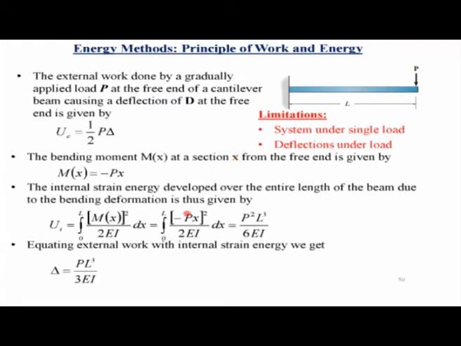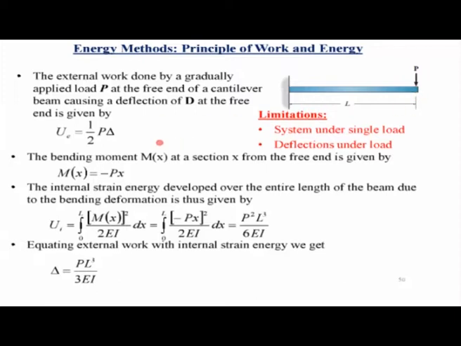Now we'll see how we can use this principle of conservation of energy to calculate the deformation of a cantilever beam. We have a cantilever beam which is subjected to a load P at the free end. The length of the beam is L. If the beam undergoes a deflection delta under this load P, the external work done by this load P is half into P times delta. This assumes the load P has been gradually applied from a value of 0 to P, due to which the beam has undergone a deflection in the direction of the load from 0 to delta.